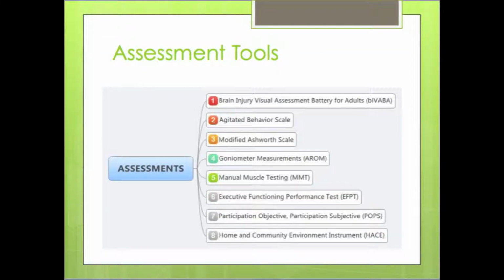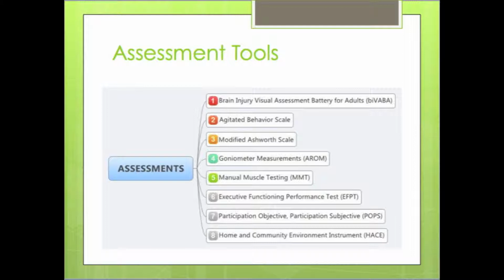The assessments that will be used with Client J include the Brain Injury Visual Assessment Battery for Adults, which is just a basic visual screen, the Agitated Behavioral Scale, which takes a measurement of agitation, the Modified Ashworth Scale, which measures spasticity and tone. We'll take goniometer measurements to measure her range of motion. We're going to do manual muscle testing to measure her strength.